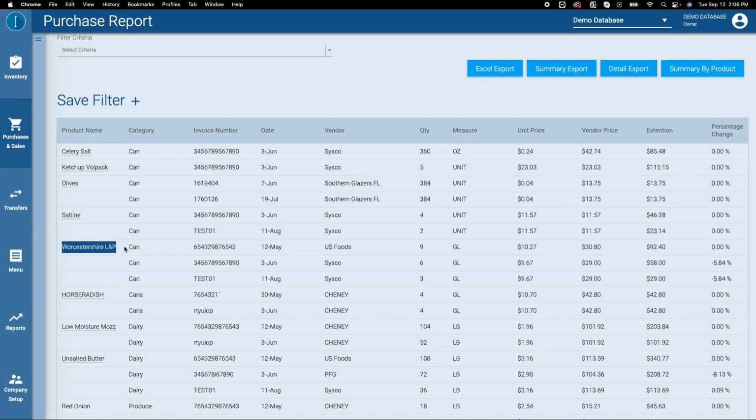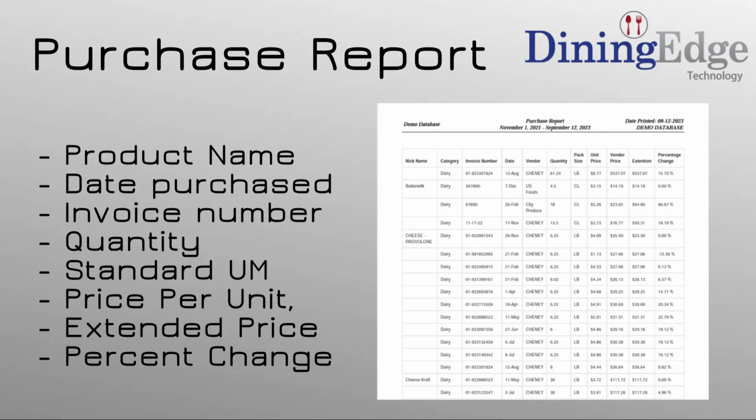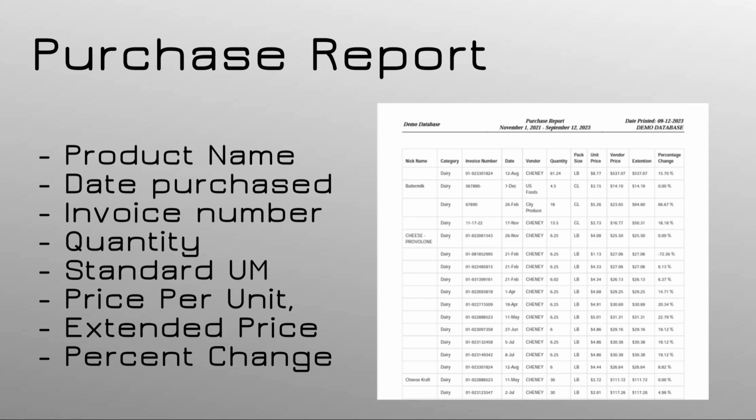The purchase report is a list of all products that were received into DiningEdge during the selected date range. It includes product name, date purchased, vendor, invoice number, quantity, standard unit of measure, price per unit, extended price, and percent change from the first purchase in the date range to the date of each purchase.